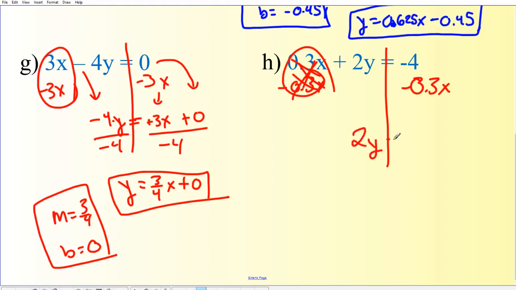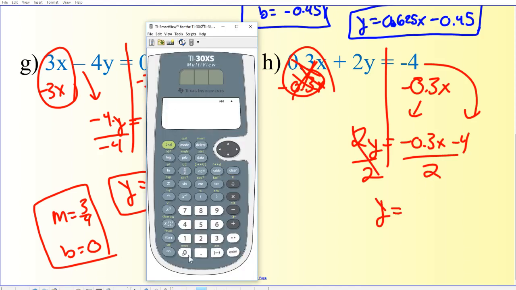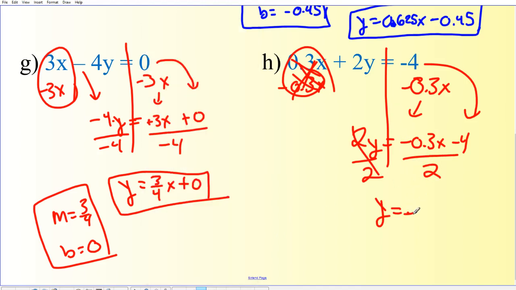We still have 2y equals. Now, I bring the x piece down first, the constant down second. Negative 0.3x minus 4. To get the y by itself, I divide both sides by 2. These cancel. Y equals. Now that, I'm just going to divide. 0.3 divided by 2. I remember it's negative, so I'm just going to get a negative answer. Negative 0.15x. And negative 4 divided by 2 is just negative 2.